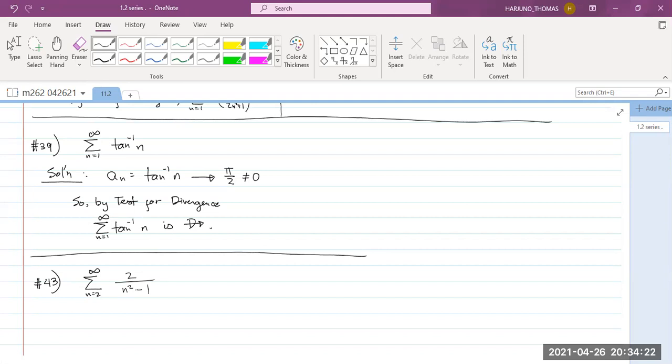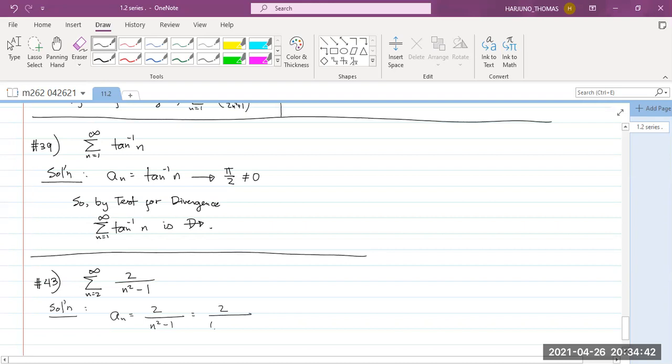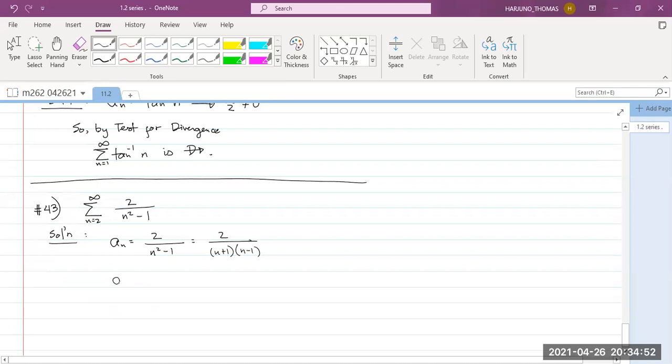Usually we use the telescoping method if the sequence looks like we can apply partial fraction decomposition. So look at a sub n. This a sub n is equal to, I think it will be 1 over n minus 1 minus 1 over n plus 1. How do you get that, Thomas? Guessing. I did it by guessing, but here's the thing.